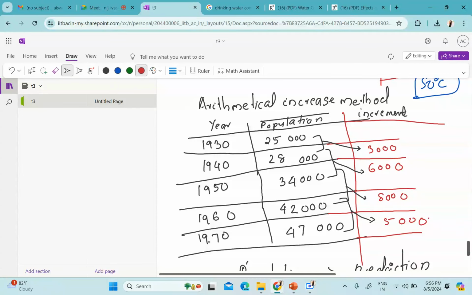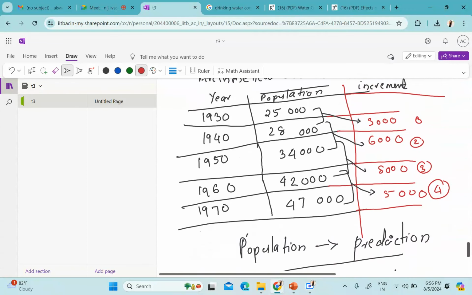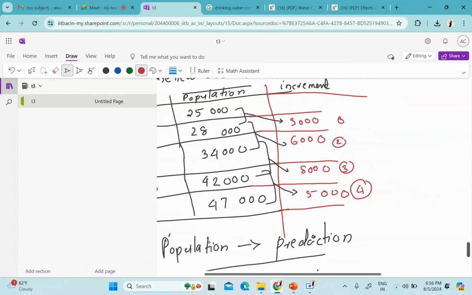So how many values do we have? 1, 2, 3, 4. Then we have to calculate the arithmetic mean of these values. What is the k? How to calculate? You have to add these and divide by 4. That gives 5,500. Right. So what we are assuming here is that this value is the k value, and this is constant.